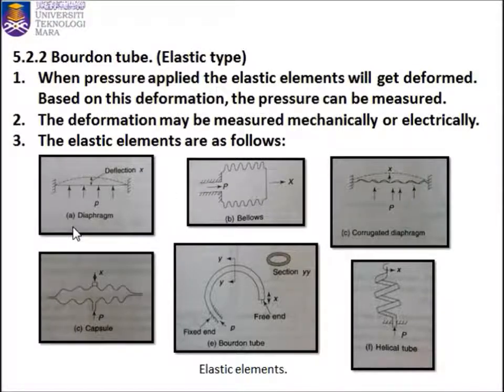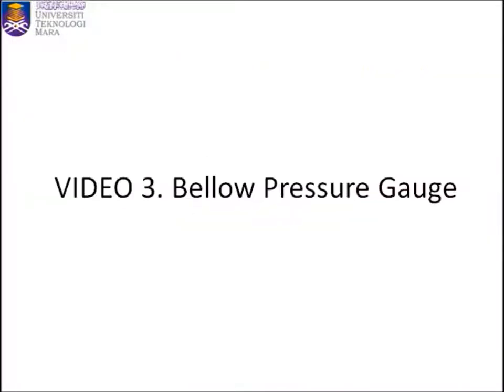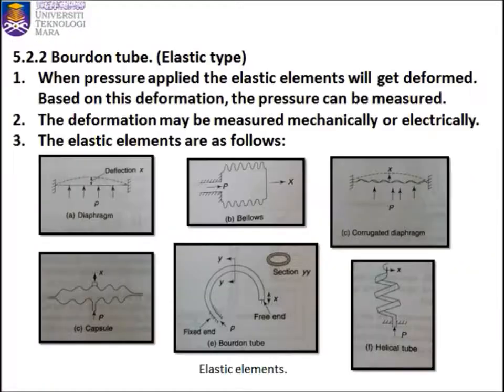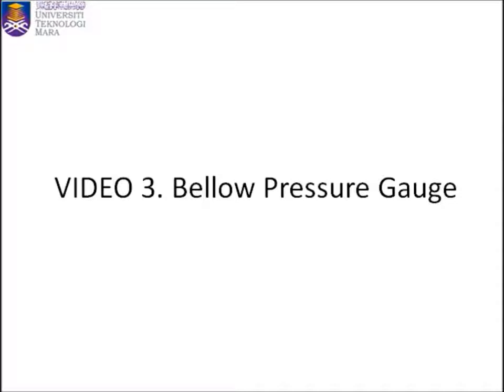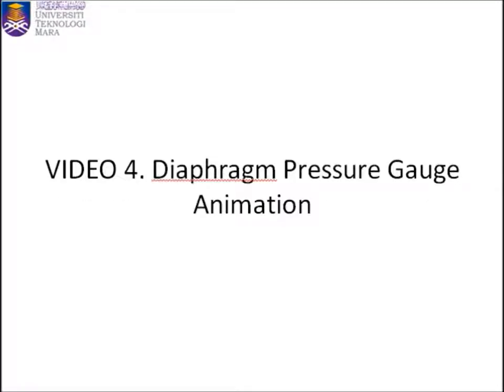The elastic elements are as follows. The first one is diaphragm, where the pressure is from below. Next, bellows and corrugated diaphragm. C, capsule. Next, Bourdon tube, and F is helical tube. Next is the video for bellows pressure gauge and also a video for diaphragm pressure gauge animation. Please watch both videos.